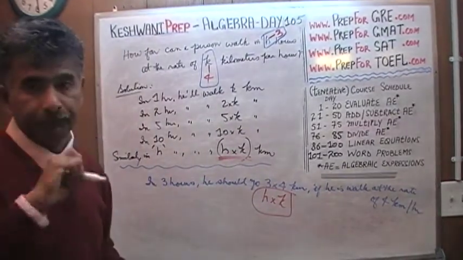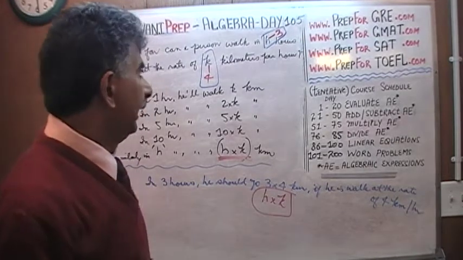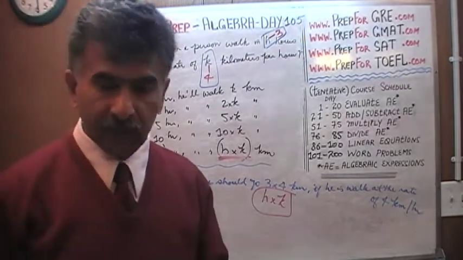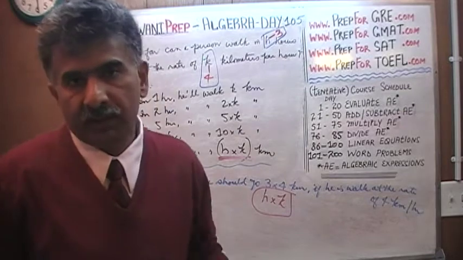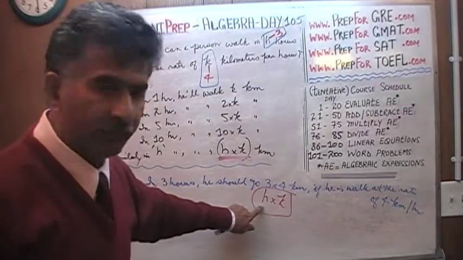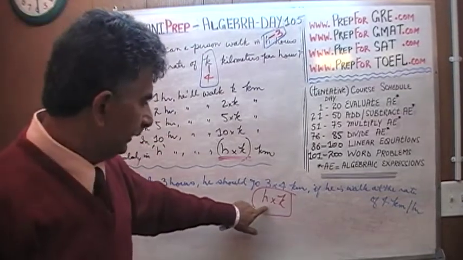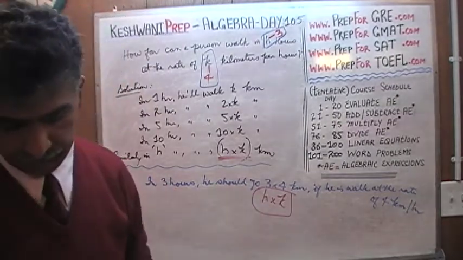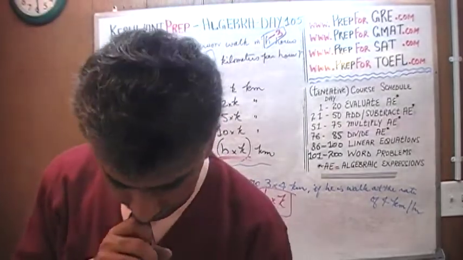How far will he go at the rate of k kilometers per hour, if he's walking for h hours? He should go k times h, or h times k, same thing. This is how many kilometers he will go. That was the end of the problem.